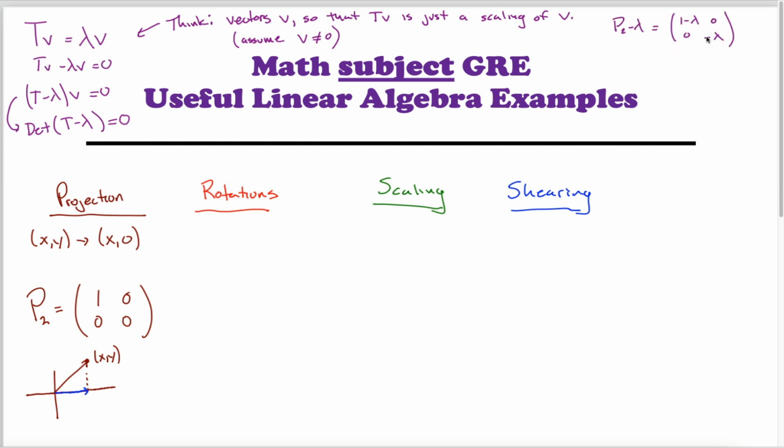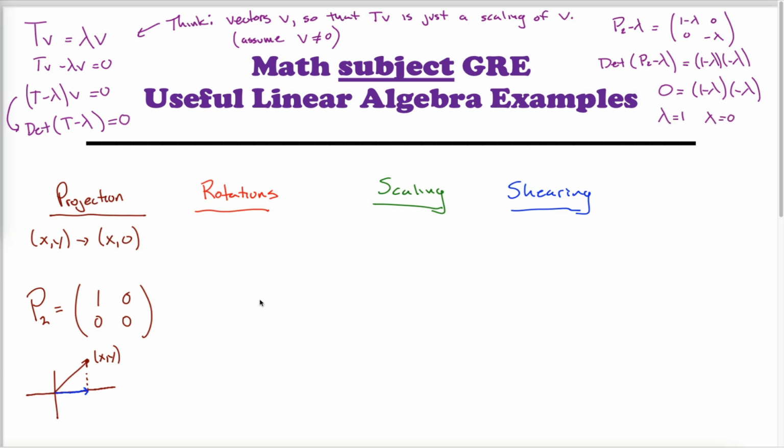So I'd get 1 minus lambda and negative lambda on the diagonals. If I look for the determinant, it's the difference in the product of the diagonals. So (1 minus lambda) times (negative lambda) minus the product of 0 and 0, which is just 0. It's easy enough to solve when this equation equals 0. That'll happen if lambda equals 1 or if lambda equals 0.